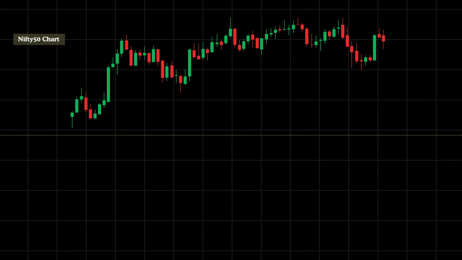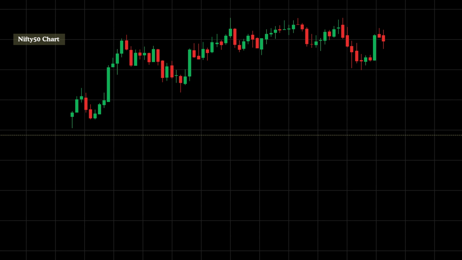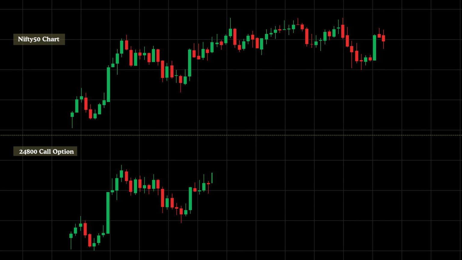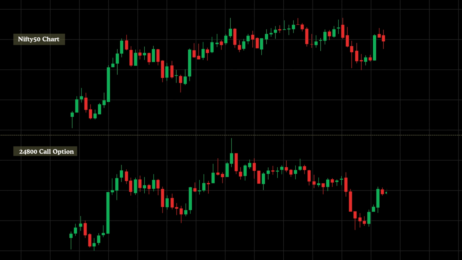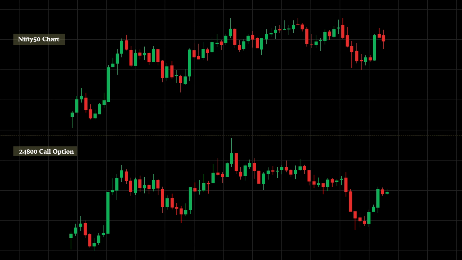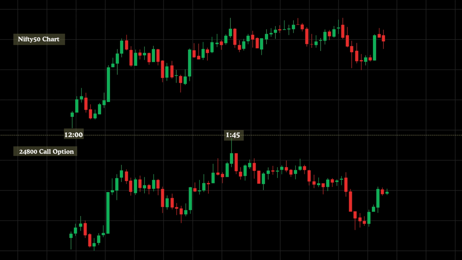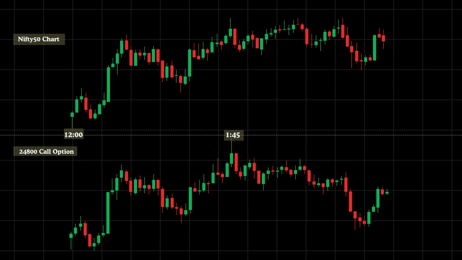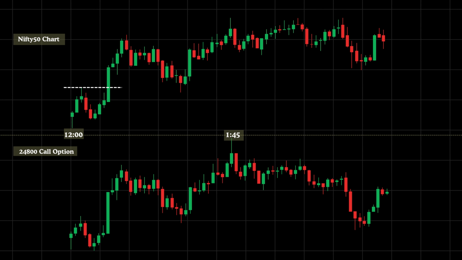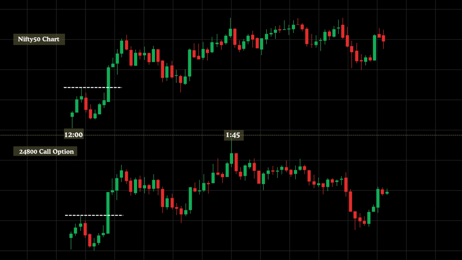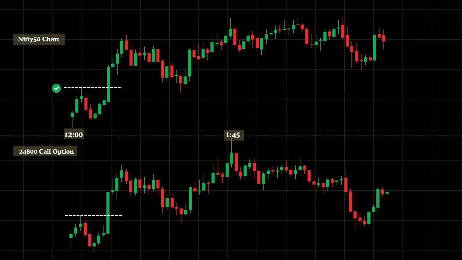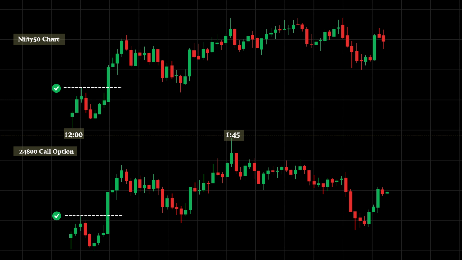Until market close. Below it, you can see another 3-minute time frame chart. This is the call option chart for the 24,800 strike. If you observe both charts carefully, you'll notice that from 12 o'clock to 1:40, the candles on both charts move almost identically. For example, while the index chart experienced a breakout, the premium chart also showed a breakout at roughly the same time, indicating that the spot price and option premium were moving in tandem.